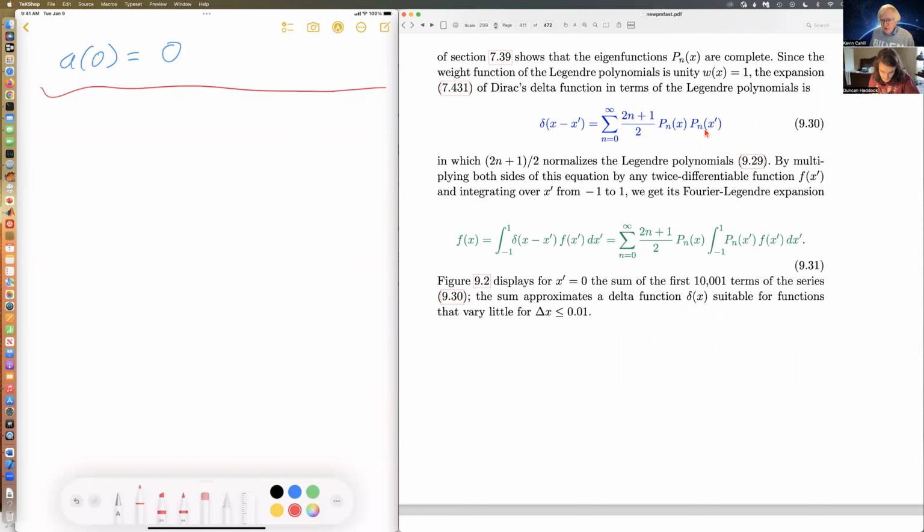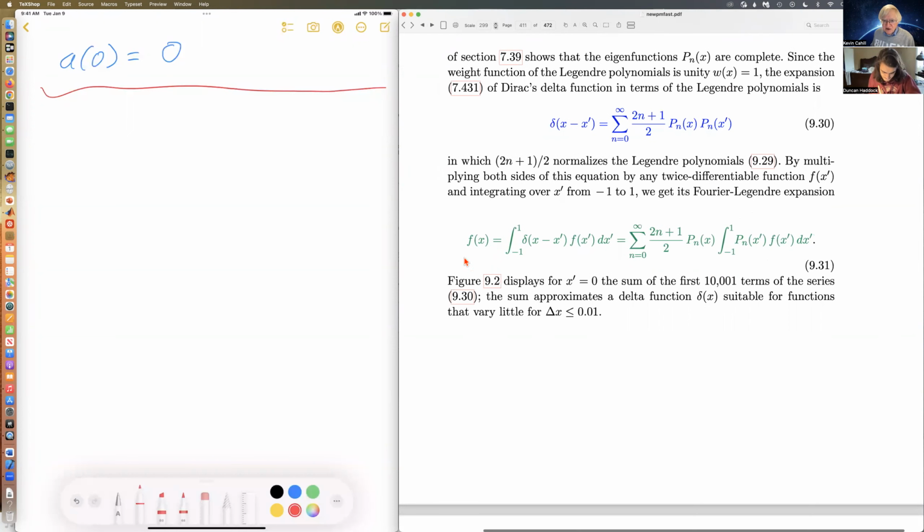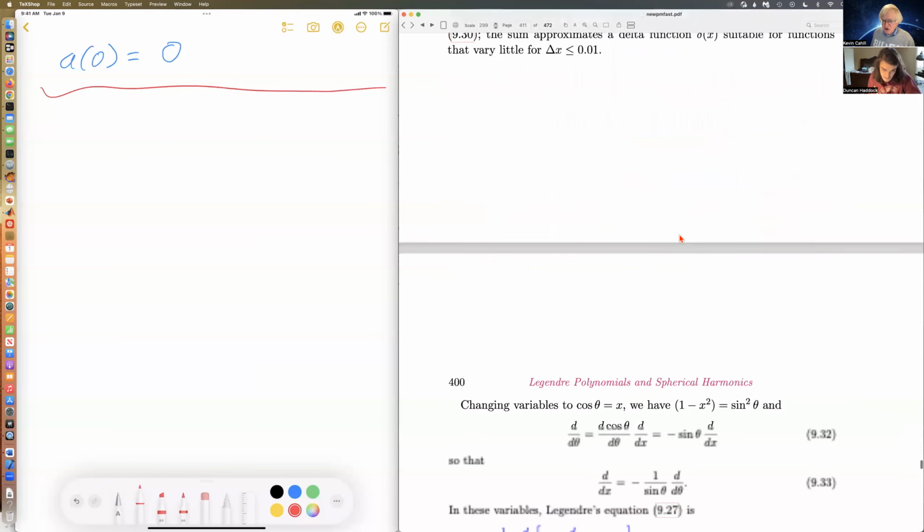This delta function formula comes from this expression, or equivalently can be used to derive this expression. So if we write f of x as the delta function times f of x prime integrated over x prime, and then we re-express the delta function in terms of the Legendre polynomials, we get this expression here. And so this gives us the formulas for the coefficients of f of x if we're expanding in terms of Legendre polynomials.